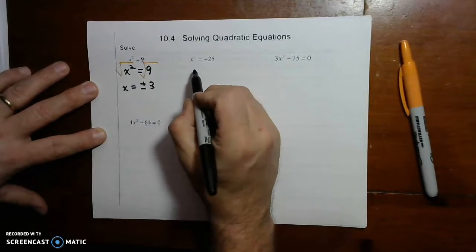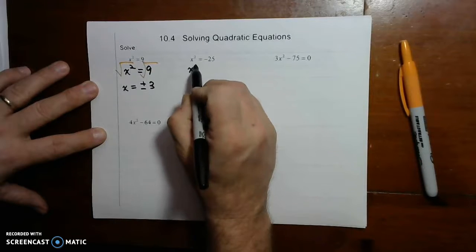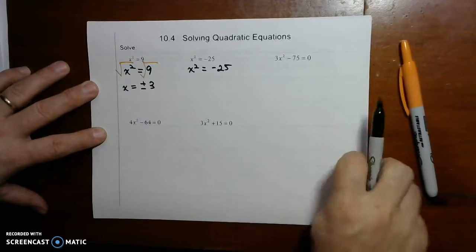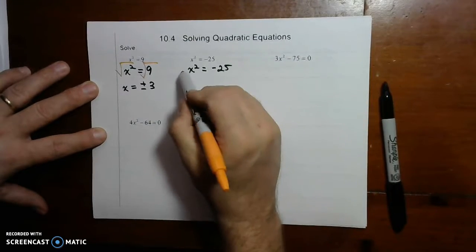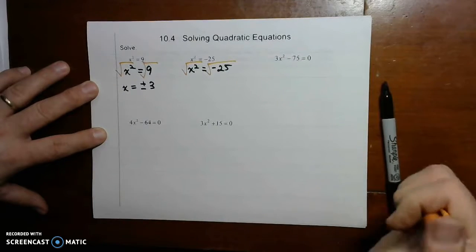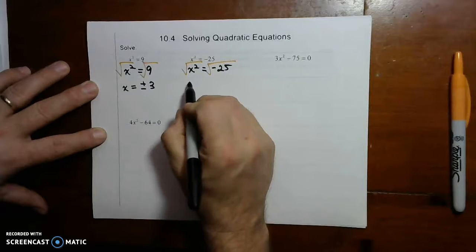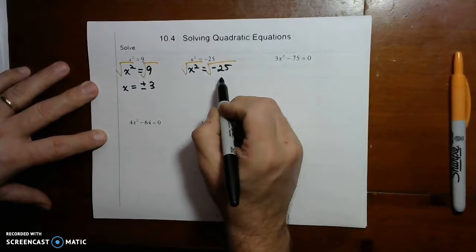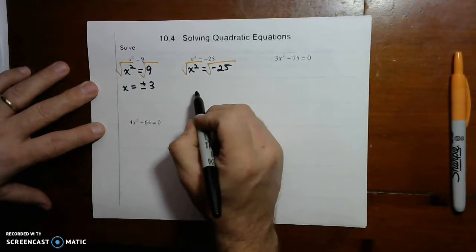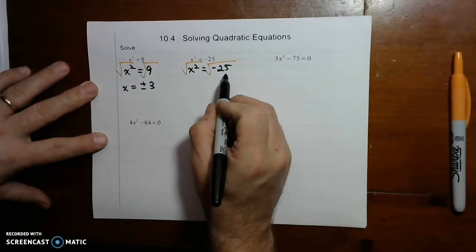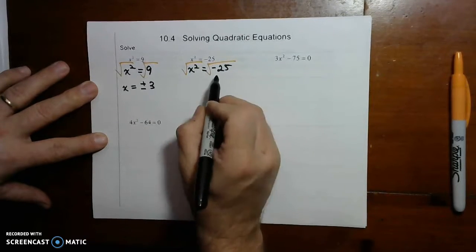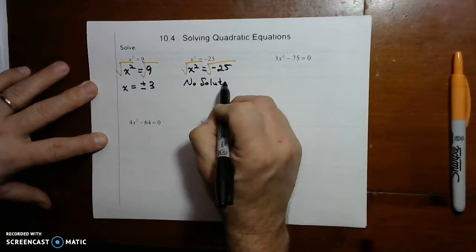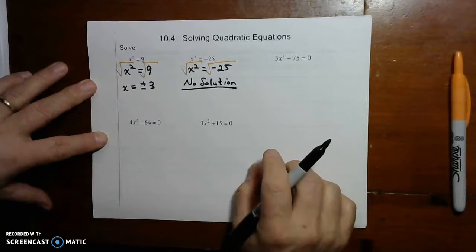Okay, so let's look at our second example. Our second example is x squared equals negative 25. Again, I'm just going to take the square root of both sides. However, whenever I try to take the square root of a negative number, my calculator tells me that there's an error. That's because you cannot take the square root of a negative number. So, the answer would be a no solution problem. Okay?